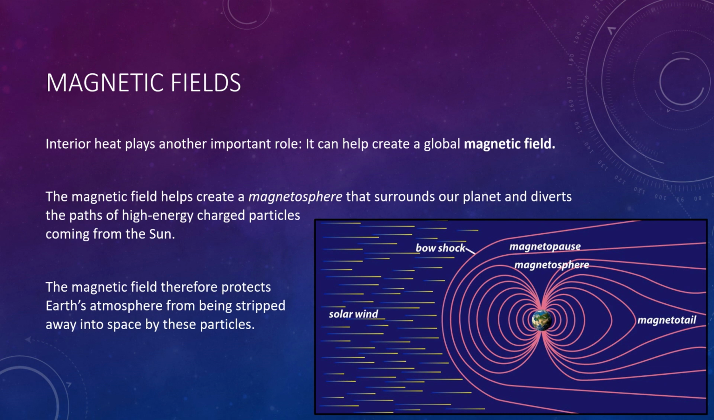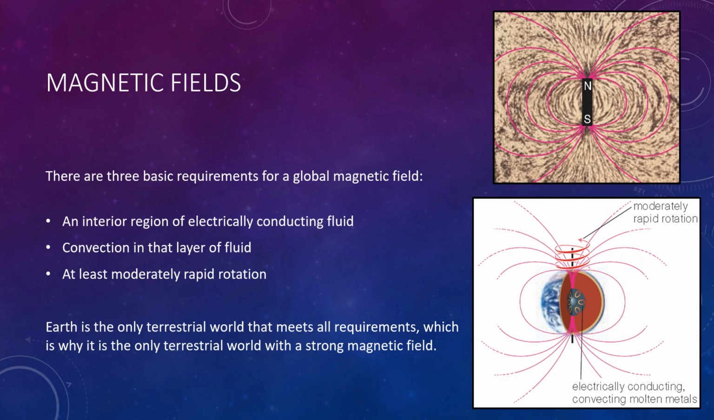The magnetic field therefore protects Earth's atmosphere from being stripped away into space by these particles. Many scientists suspect that this protection has been crucial to the long-term habitability of Earth and hence our own existence. We can generalize these ideas to the other worlds.